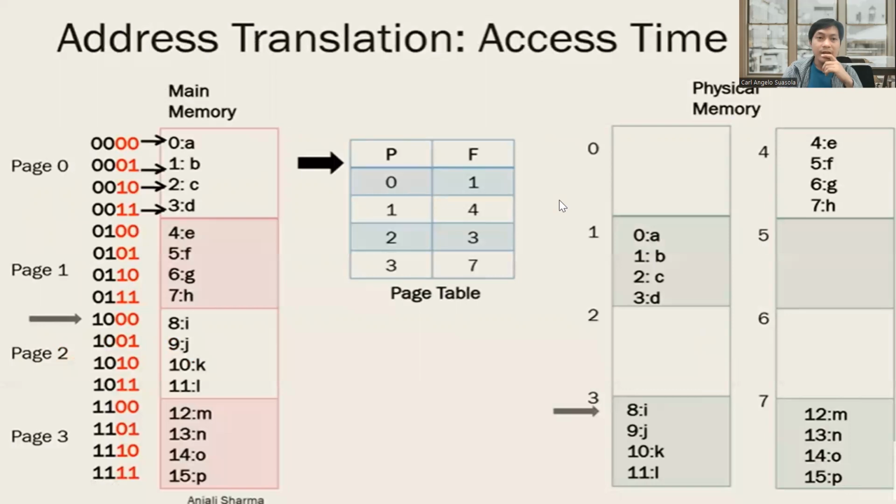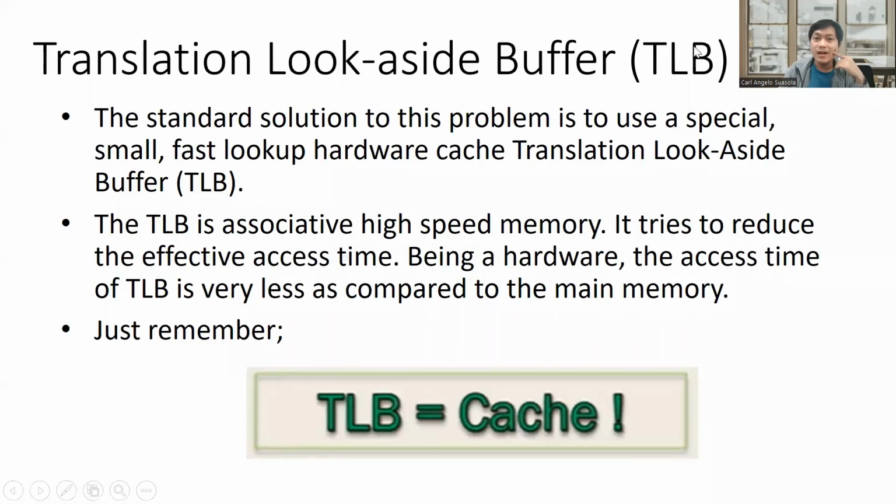So in terms of address translation, we must also consider the access time. Since it still has to translate from paging, from pages down to how we can locate it in a frame in the physical memory, we must consider the access time. One of the implementations that the operating system uses to lessen the access time is the translation lookaside buffer, which is the TLB.